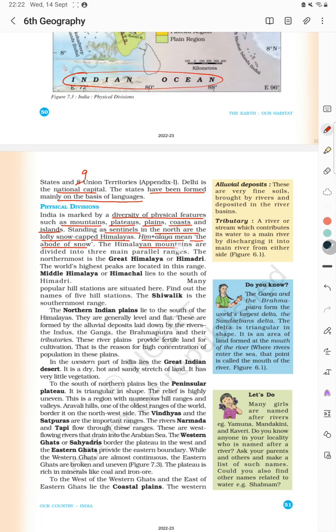The Himalayan mountains are divided into 3 main parallel ranges. The northernmost is the Great Himalaya or Himadri. The world's highest peaks are located in this range. Then the middle Himalaya or Himachal lies to the south of Himadri, and then Shivalik is the southernmost range.